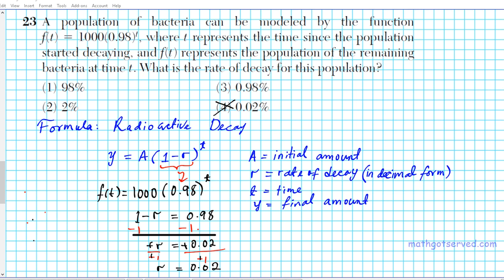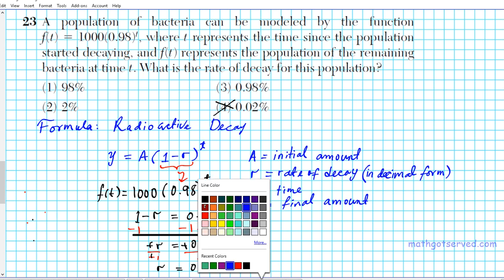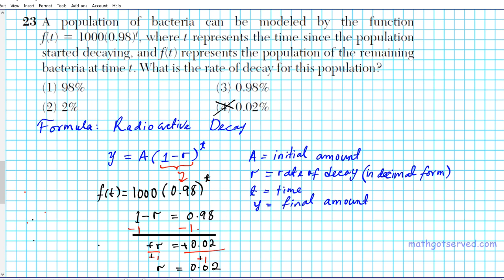So what we must do is we need to convert this into percent. How do you convert from decimal to percent? All you simply do is multiply by 100. Okay, so this is decimal. To convert 0.02 to percent form, we're going to take 0.02 and multiply by 100.